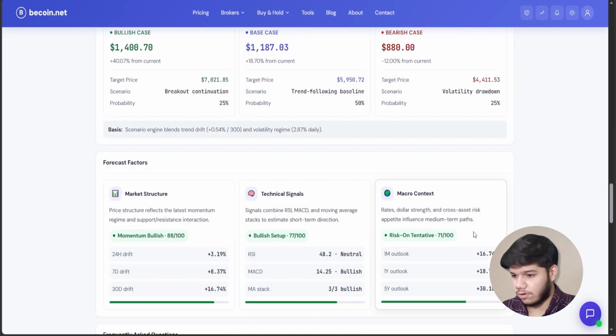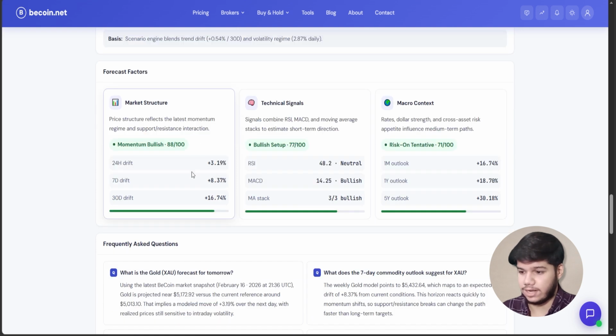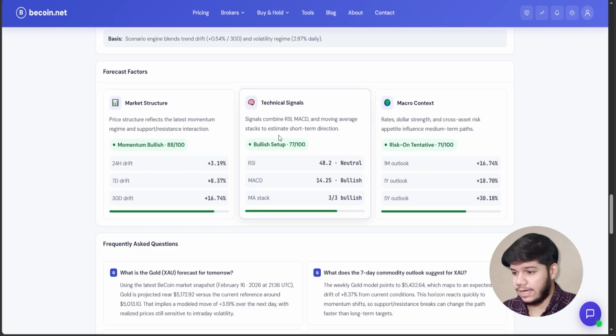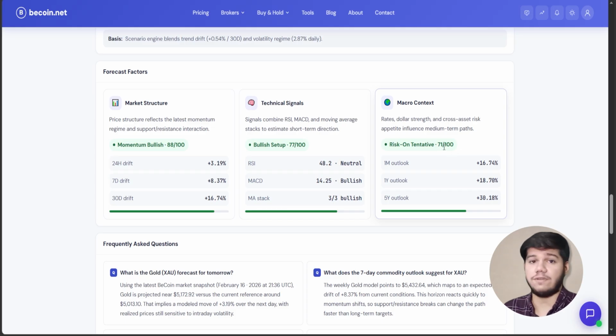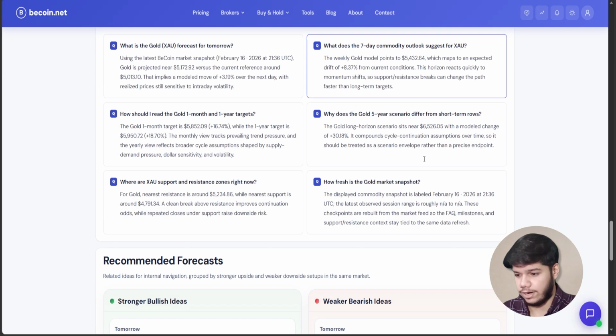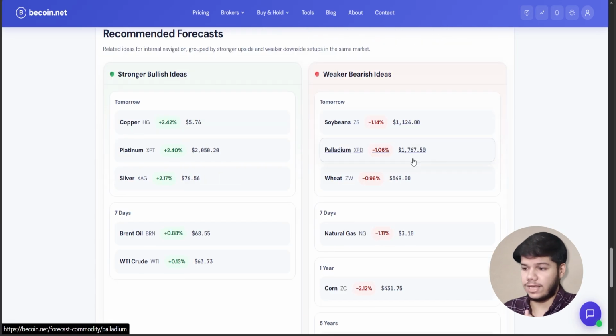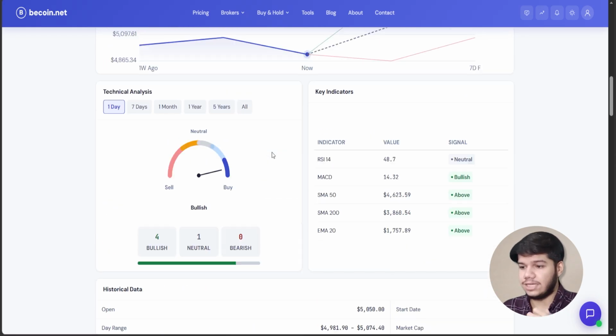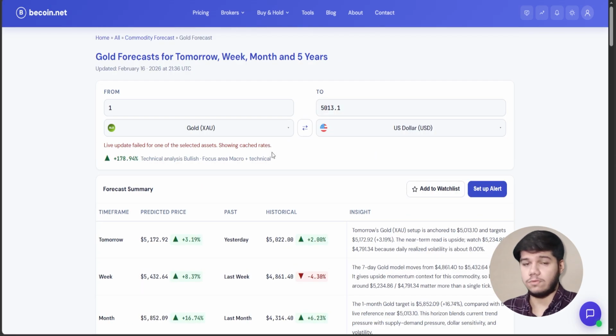Here further you can scroll down and read the forecast factors as well, which are: momentum is bullish, 88% out of 100; technical is bullish setup, 77% out of 100; and the macro context is also 71% out of 100. Here you can see other forecasts as well. So using this section of gold, you can track gold. Now let me show you the other two, which are WTI crude oil and silver.